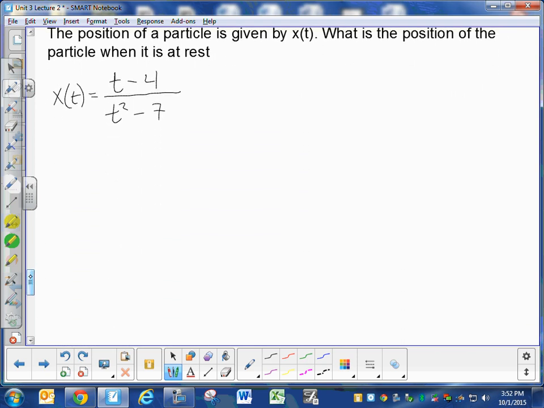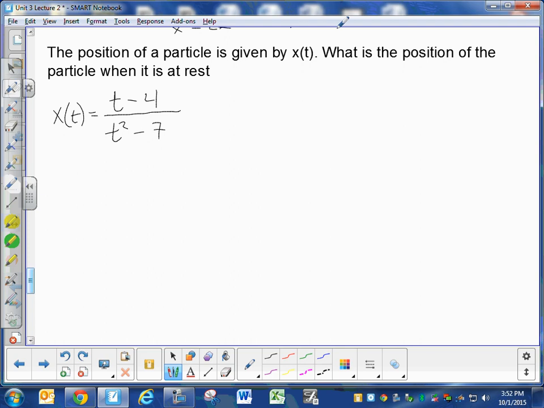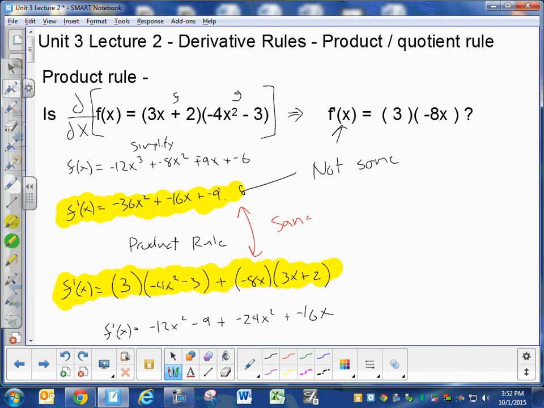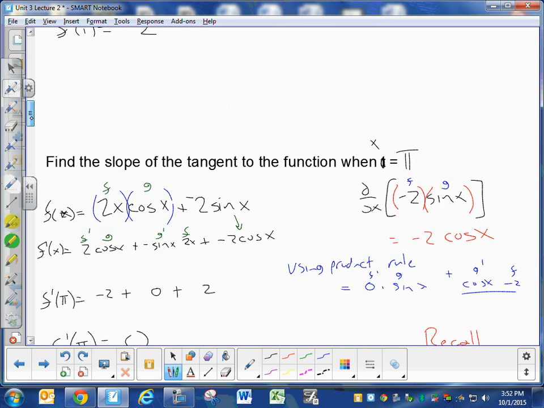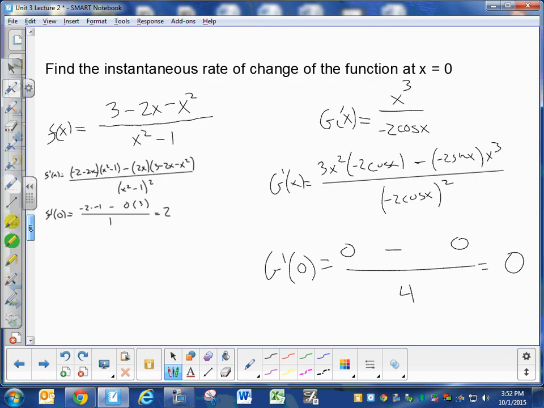Here's a good question. We have the position of the particle given by x of t. What is the position of the particle when it is at rest? Ooh, this is tough, but it's very important to realize what rest means. Rest means we are not moving, or the velocity is equal to 0. So for this problem, to accomplish this, I will have to find x of t when v of t equals 0.